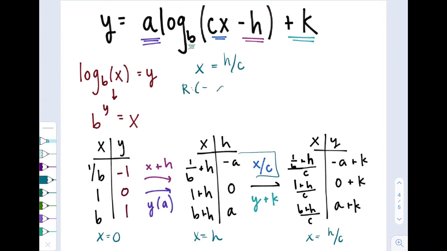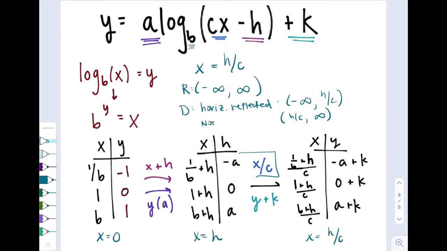The range, just like the domain of an exponential is -infinity to infinity always, the range of a log, because they're inverses, is always -infinity to infinity. And then the domain is going to depend on the asymptote, right? If it is horizontally reflected, then it's going to be -infinity to the asymptote. If it's not horizontally reflected, your domain is going to be just the asymptote to infinity, because it's going to go to the right forever.